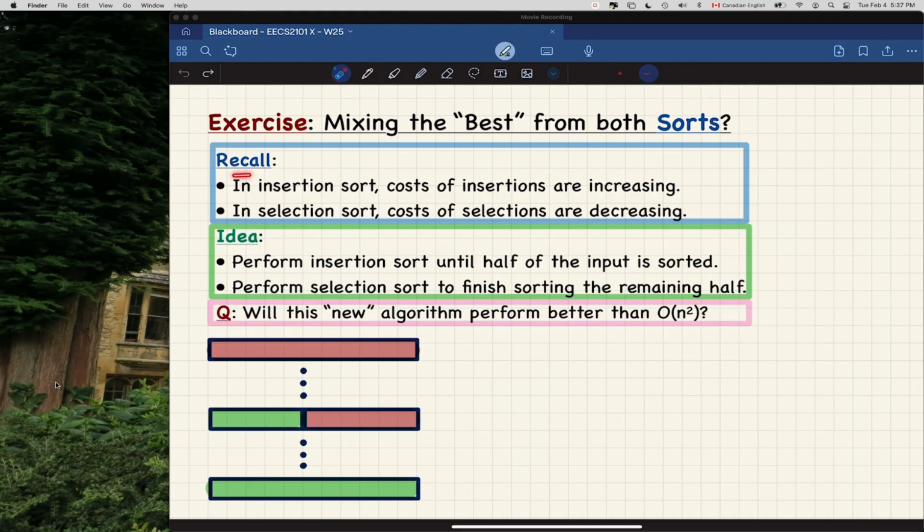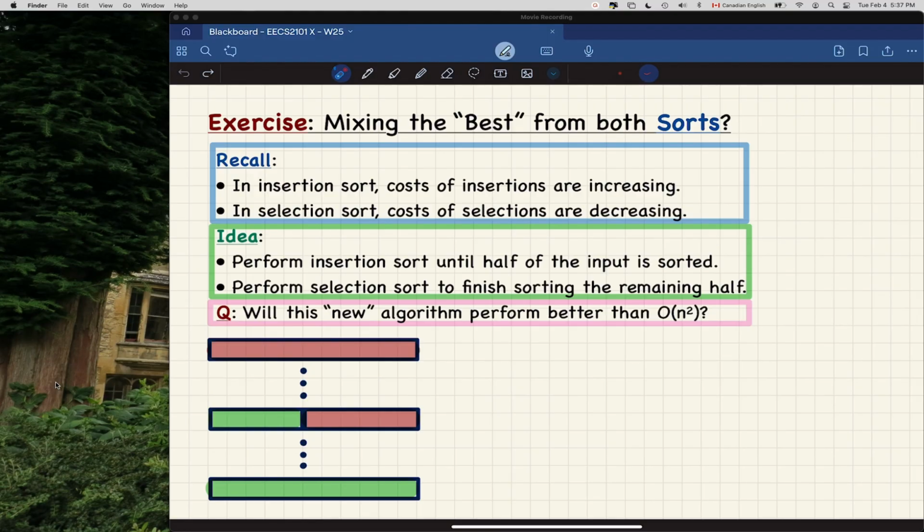We're going to recall the details of insertion sort. We know that the very first insertion is the cheapest, and the last insertion will be the most expensive. So the costs are increasing. Symmetrically, for selection sort, the selection costs are decreasing. All right, so based on this, here is what we want to do.